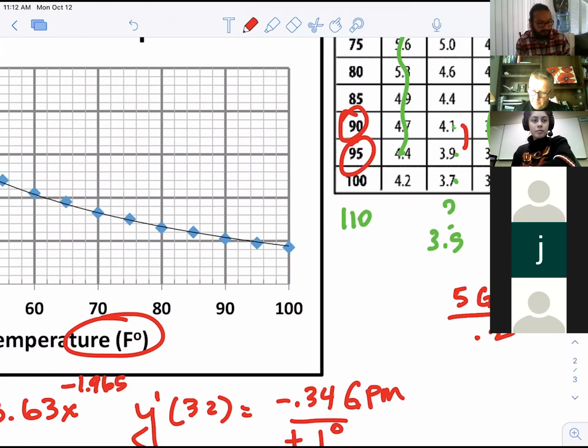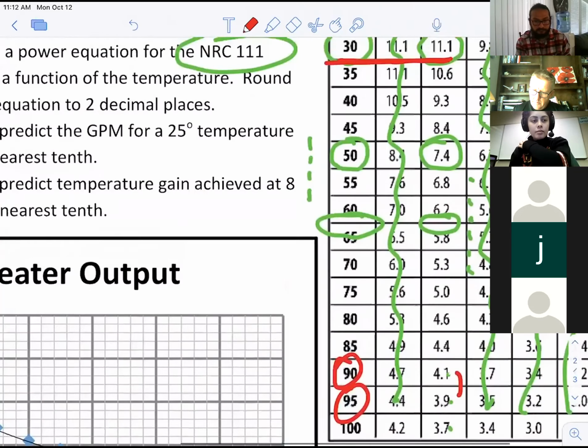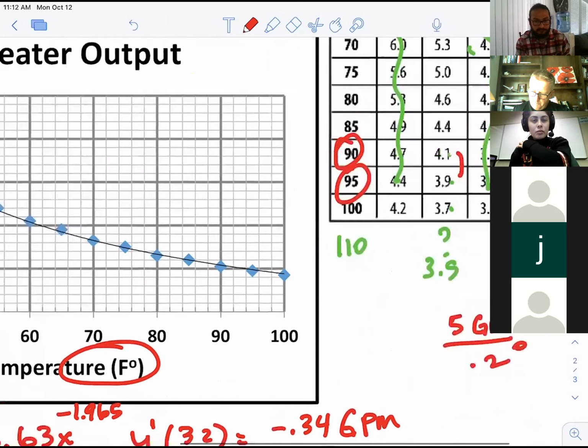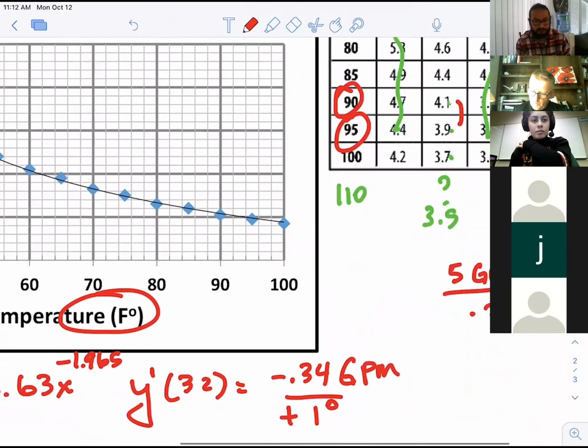No, I said that right. Have I been saying this wrong the whole time? No. No, that's right.